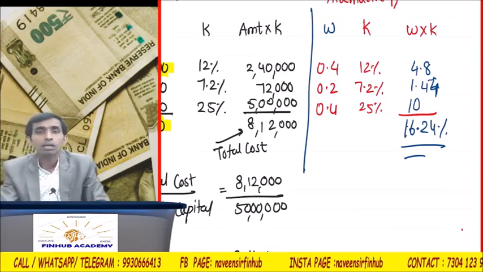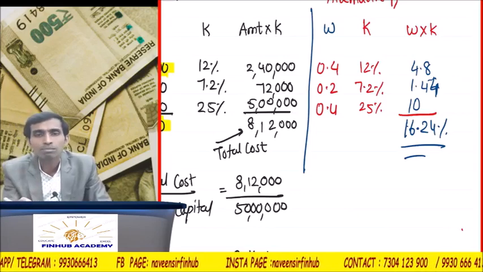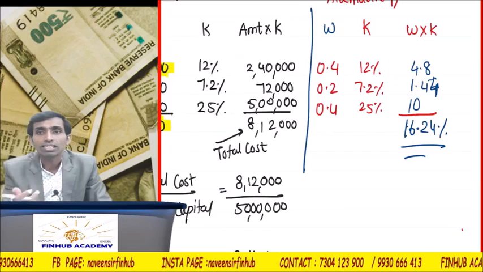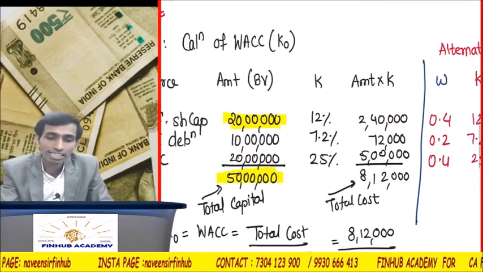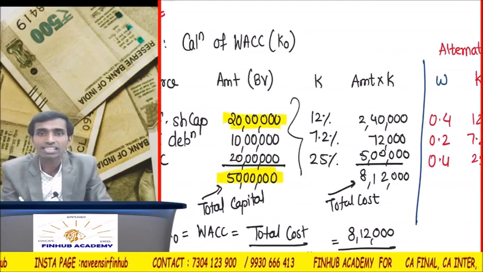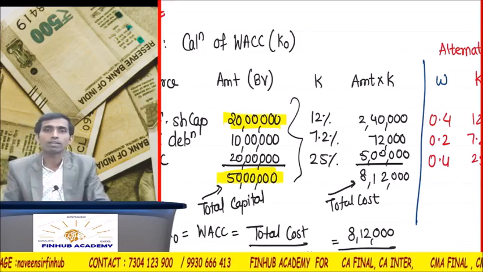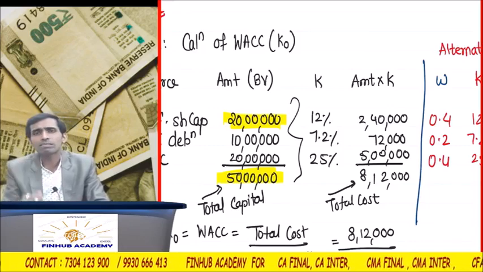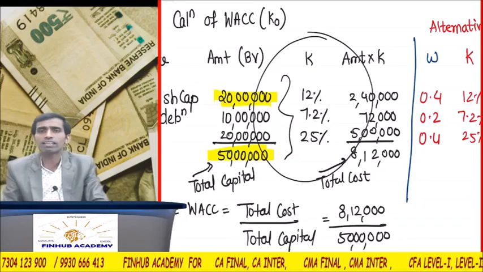The foolproof method is the first one, because here, in our example, the weights come out exact: 0.4, 0.2. If these are market weights instead of book value, if they give you the market cap, meaning market value of all these things, then you will not get an exact rounded figure. There will be rounding off. So at that time, why calculate in decimals and so on? This is a very safe method. This is a very foolproof method.